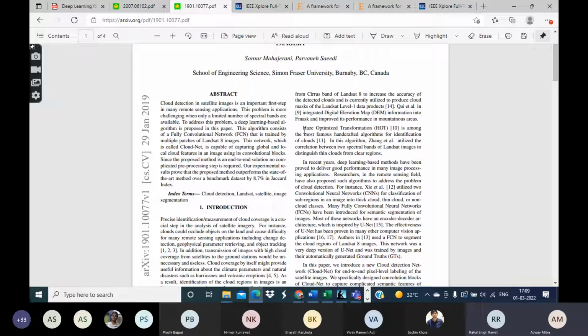What they really mean by that is, as I was saying, the different layers of the neural network learn different kinds of things about the image. The visualization people try to visualize what each layer of the network has learned. So they are claiming that some of these layers learn to identify various global or local properties of a cloud. Okay, since the proposed method is an end-to-end solution, no complicated pre-processing step is required.